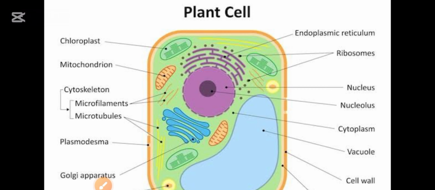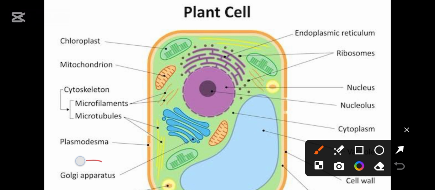Now, the Golgi apparatus helps in transporting RNA, especially the messenger RNA. This is our Golgi apparatus. It helps in transport of the messenger RNA.